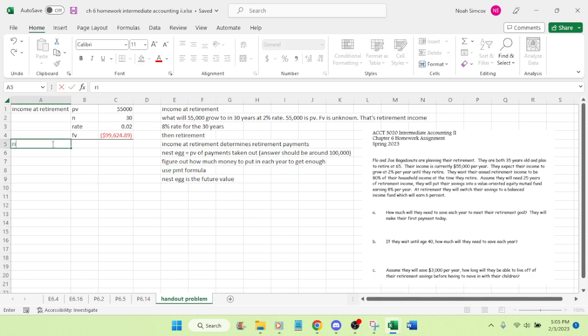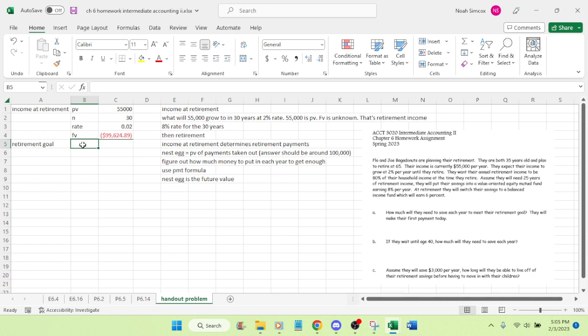Like, retirement goal? Do we do this first? Because that's what I tried to do originally. The reason why I was wrong to do it originally is because I didn't actually know how much income they wanted per year, because I needed to figure out what their income was going to be. It's going to be 80% of this.